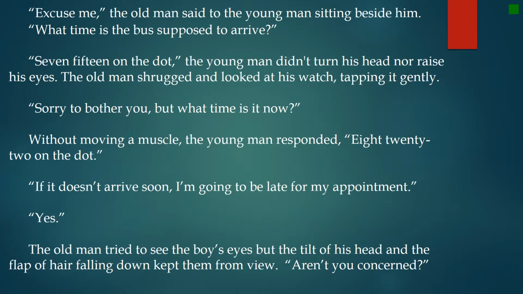"Sorry to bother you, but what time is it now?" Without moving a muscle, the young man responded, "8:22 on the dot." There's two more paragraphs. One of them is just that simple sentence, "Sorry to bother you, but what time is it now?" "If it doesn't arrive soon, I'm going to be late for my appointment." "Yes." The old man tried to see the boy's eyes, but the tilt of his head and the flap of hair falling down kept them from view. "Aren't you concerned?" Three more paragraphs. So you can see we have 1, 2, 3, 4, 5, 6, 7 paragraphs.